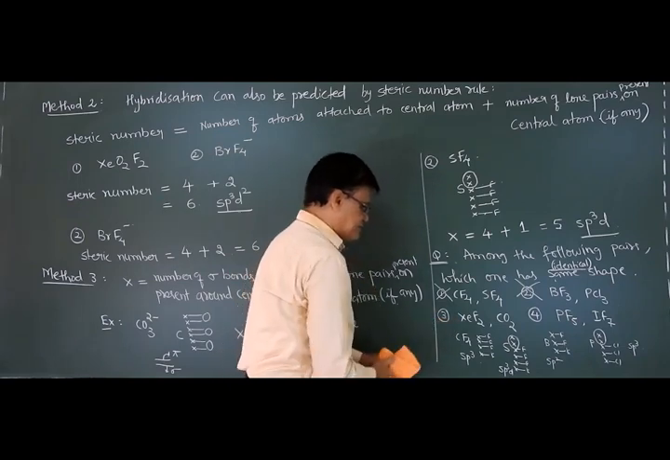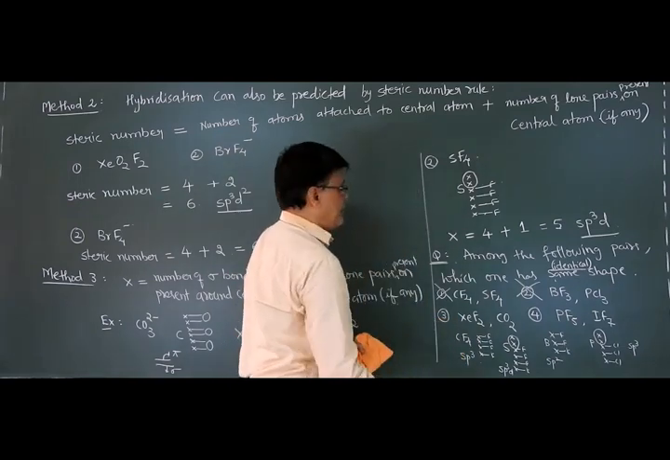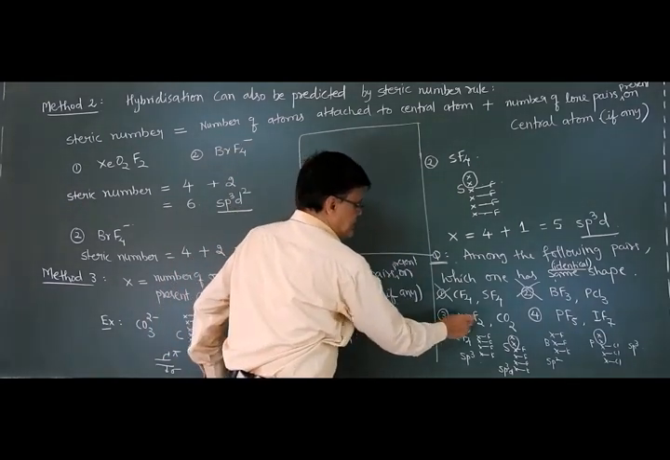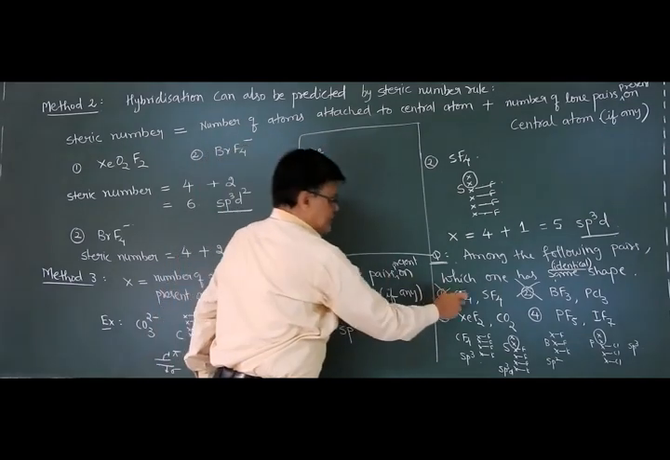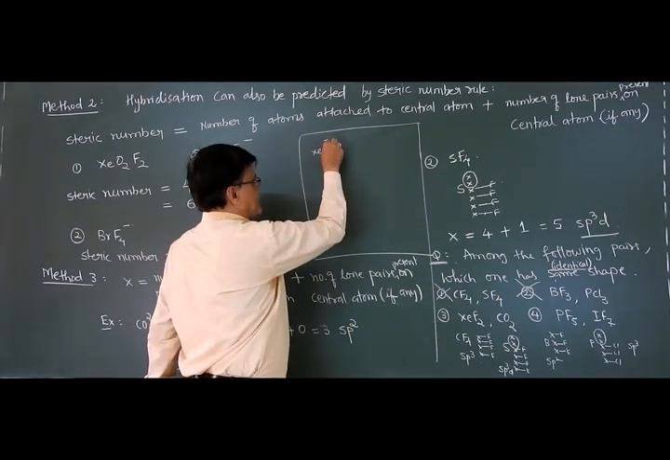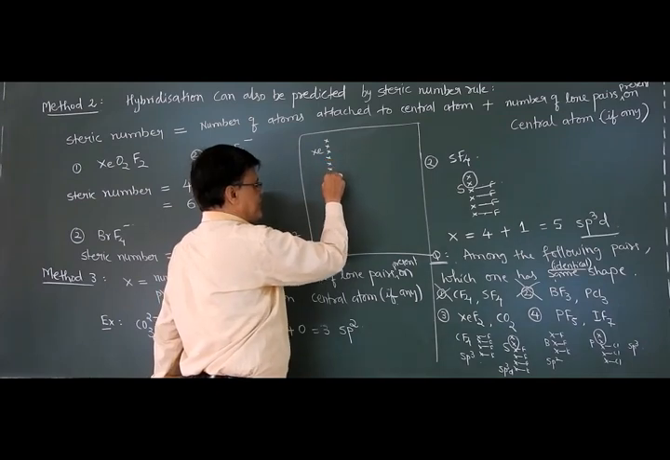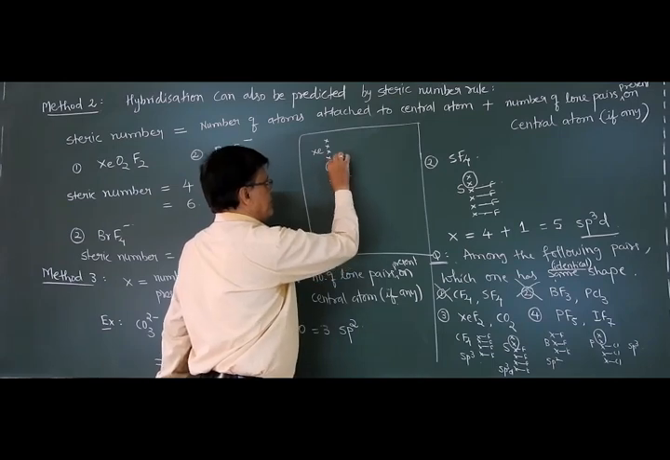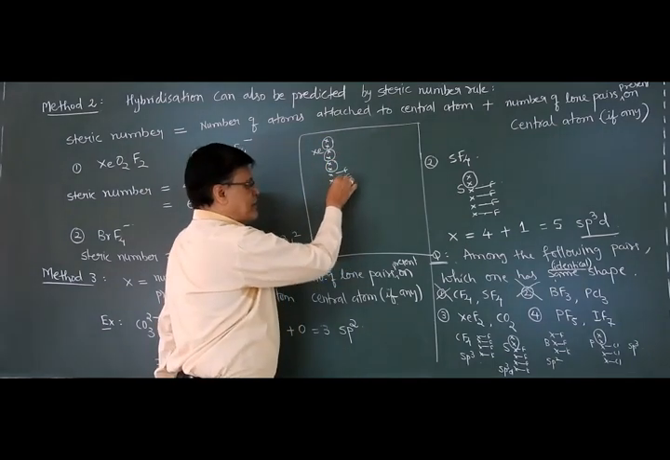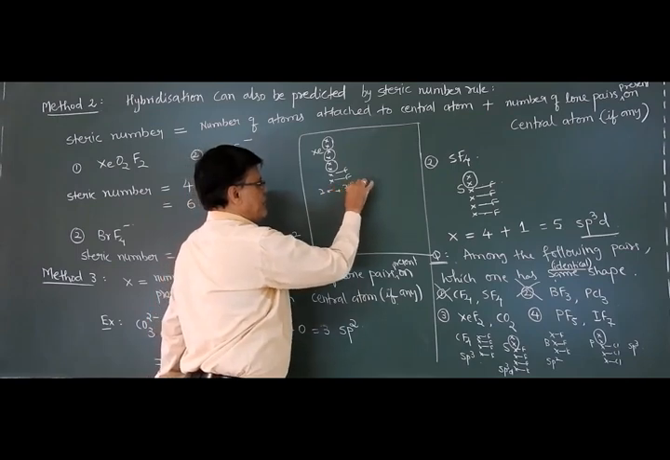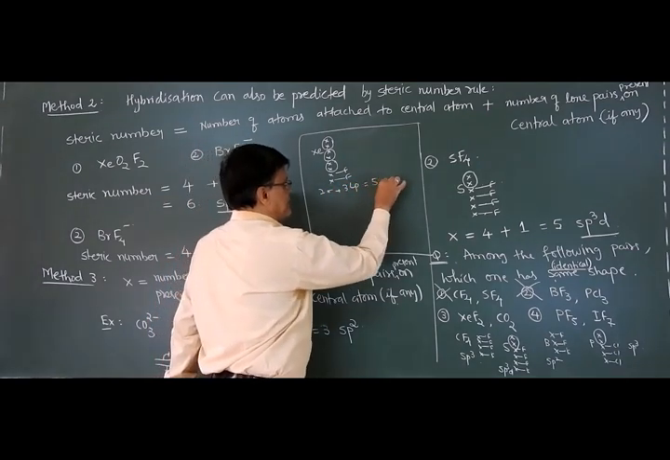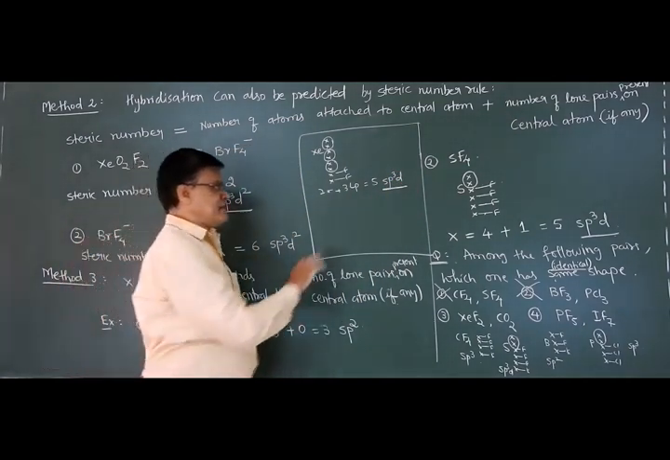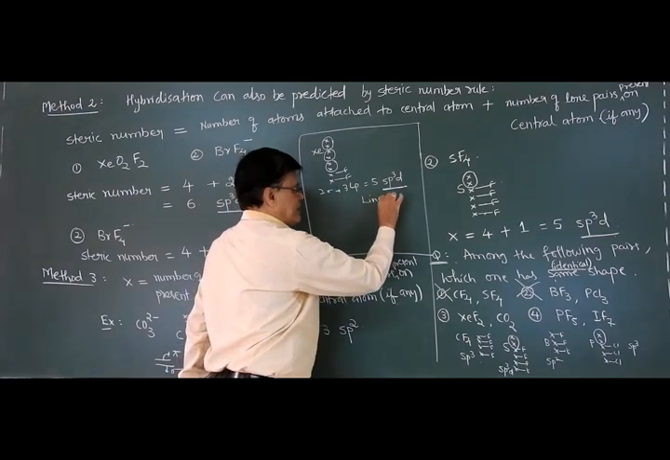Now go to the third option, xenon difluoride. Xenon has 8 electrons. Fluorine, here 1, here 1. Like this, 2 sigma bonds plus 3 lone pairs equals 5, and 5 is nothing but sp3d. What is the shape? When 2 sigma bonds are present, with any number of lone pairs, the shape will be linear.